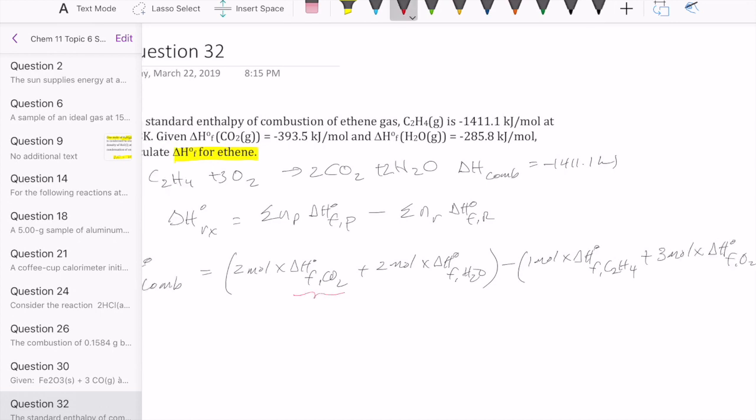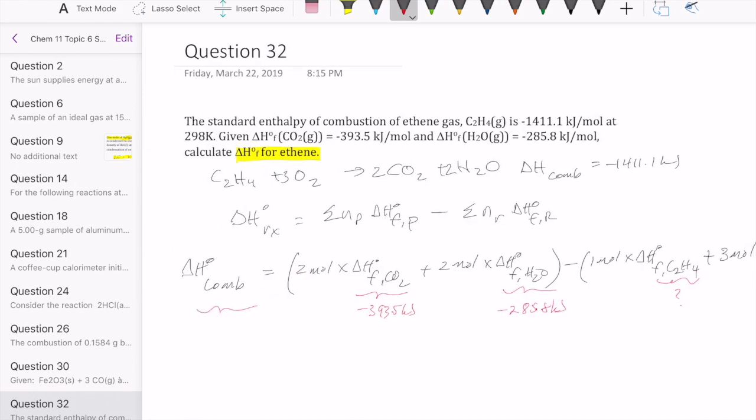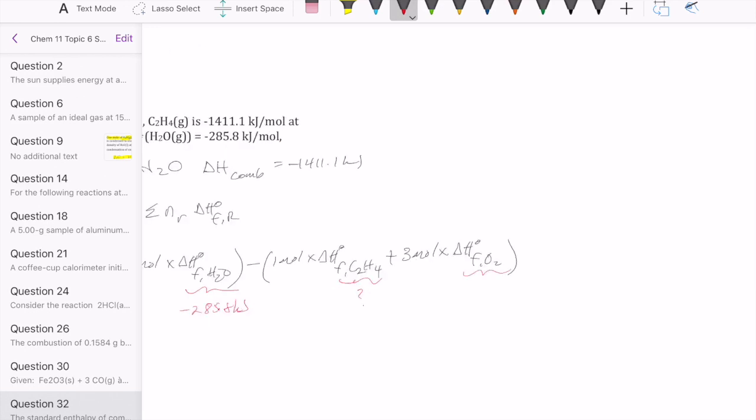You're given this number. It's negative 393.5 kilojoules. You're also given this number, which is negative 285.8 kilojoules. This number we don't know. We're trying to figure it out. But we know this number. That's negative 1411.1 kilojoules. Now, what about this number right here? Well, remember, that's an element, and the enthalpy of formation of an element is 0.